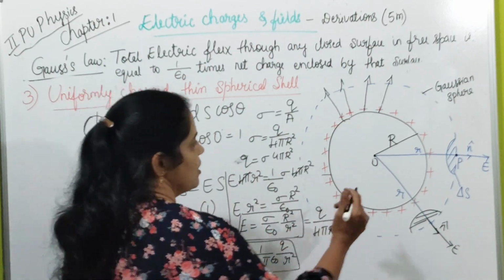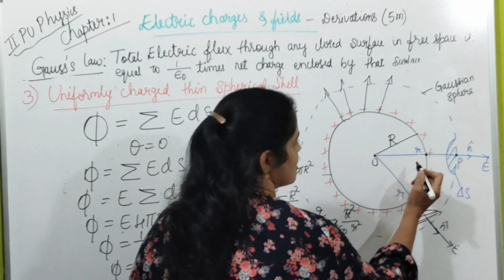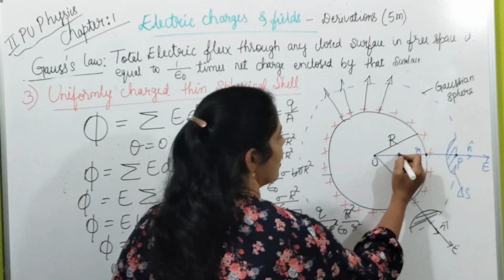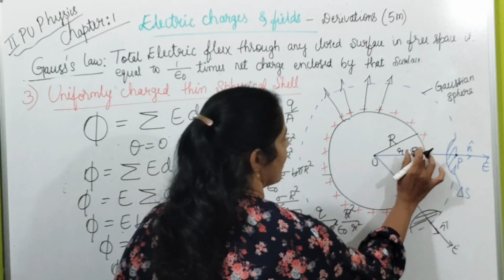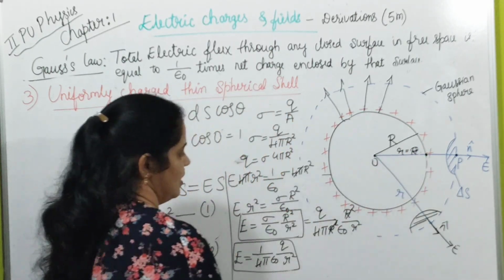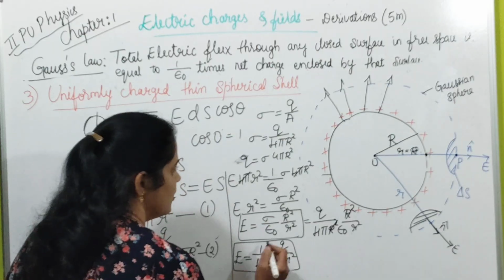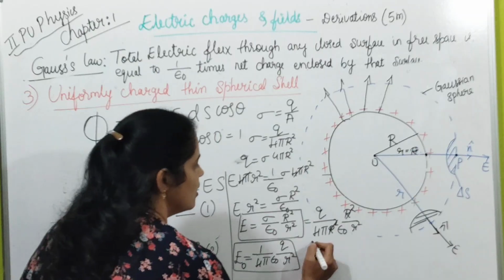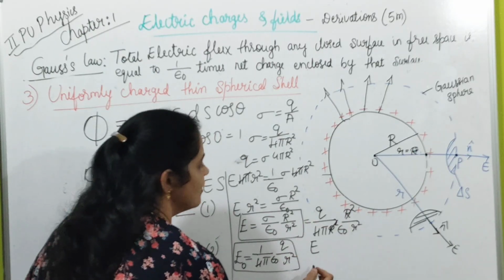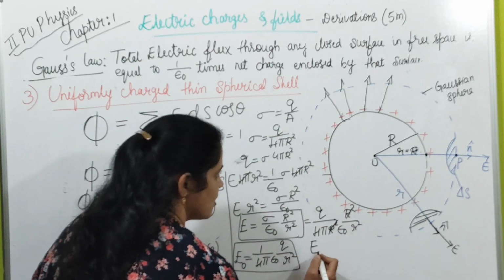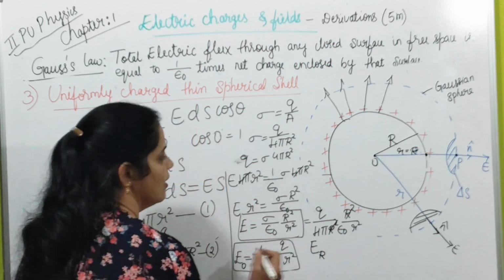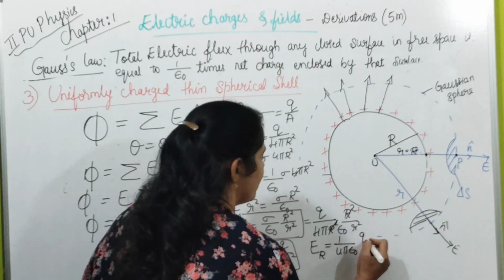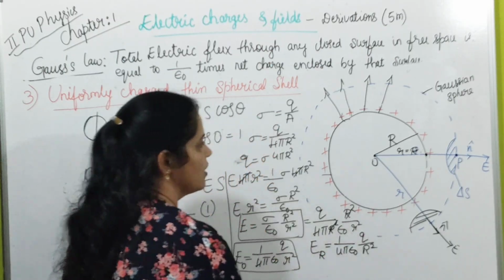Now, if the point is on the surface, then r is how much? Small r is equal to capital R, right? So here we need to write, when the point is outside, this is our expression. When the point is on the surface, let me write E at R, which is equal to 1 by 4 pi epsilon naught Q divided by capital R square.